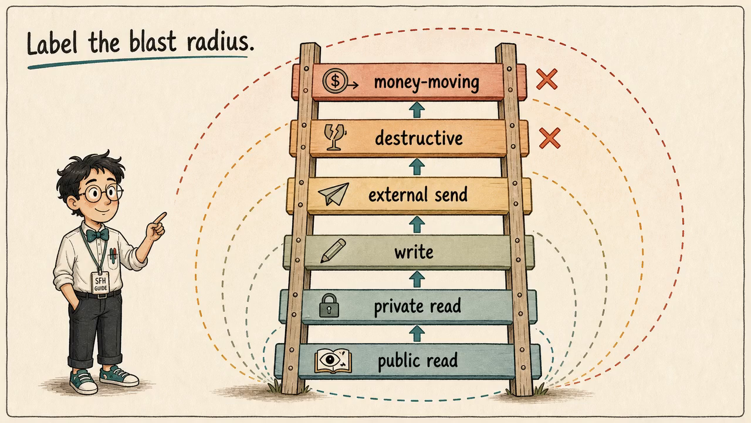Here's the ladder I would use. Lowest risk, public read. The assistant fetches public information or uses a side effect-free lookup. Next, private read. Now it can see files, emails, calendars, tickets, customer records, or internal documents. Next, write or draft. It can create or modify something, ideally inside a reviewable workspace. Next, external send. It can move information outside the chat: email, publish, comment, invite, notify, or hand work to someone else.